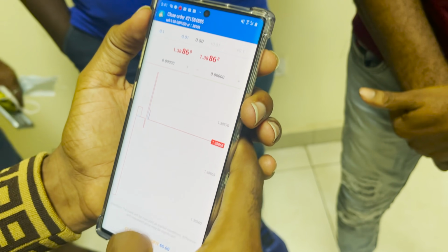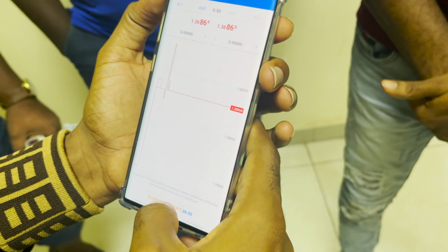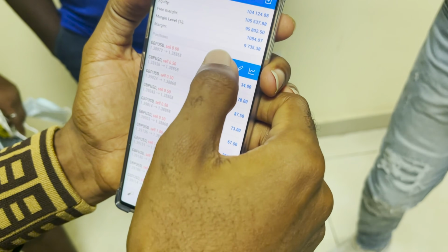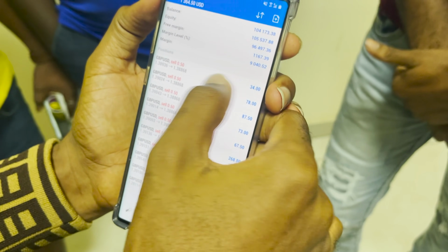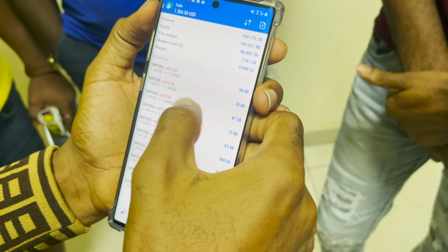So you never leave your trades overnight, no. Today is Friday, so that's why I'm closing all of them out. Even on weekdays, I still would close it up because I'm a day trader. I don't allow my trade to sleep.